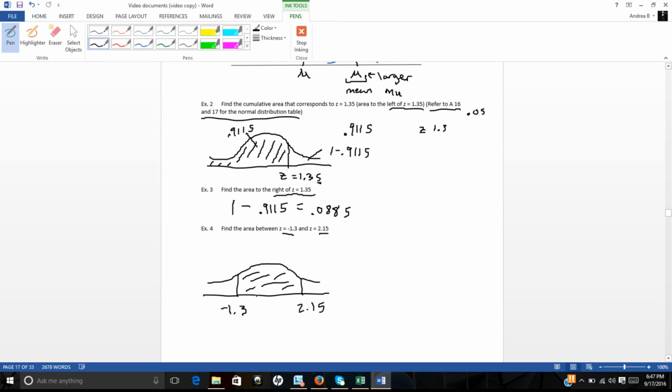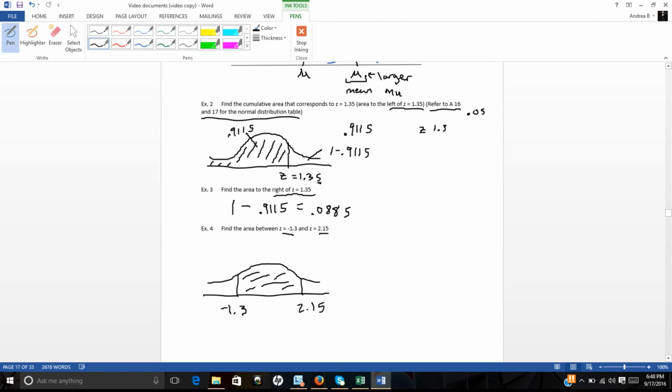So here, to find this, what we'll want to do is look up the areas corresponding to each of those z-scores. And then since we want the area in between them, we'll have to subtract the bigger area minus the smaller area. So remember, whenever you're looking up your normal distribution table, values that are positive are going to have larger areas, because the table in the back of your book gives you all the cumulative areas, the areas to the left of that value. So that's something else to keep in mind there as well.